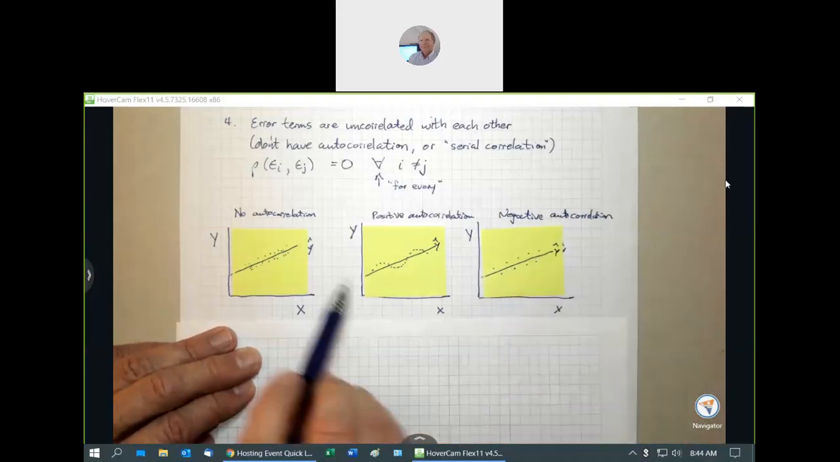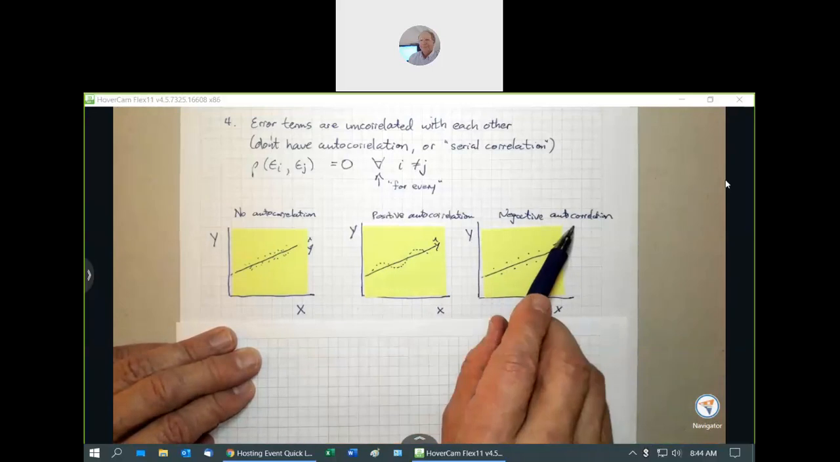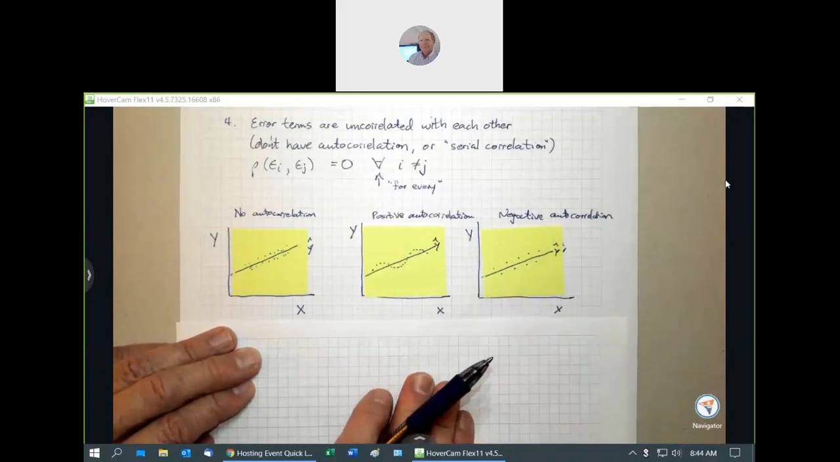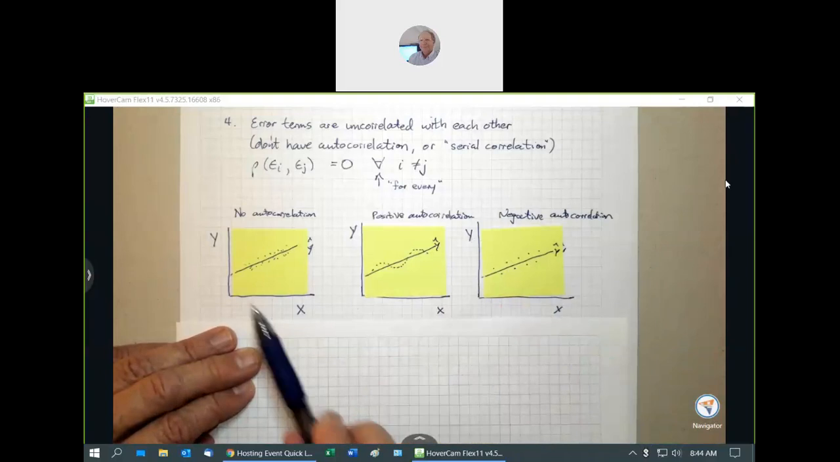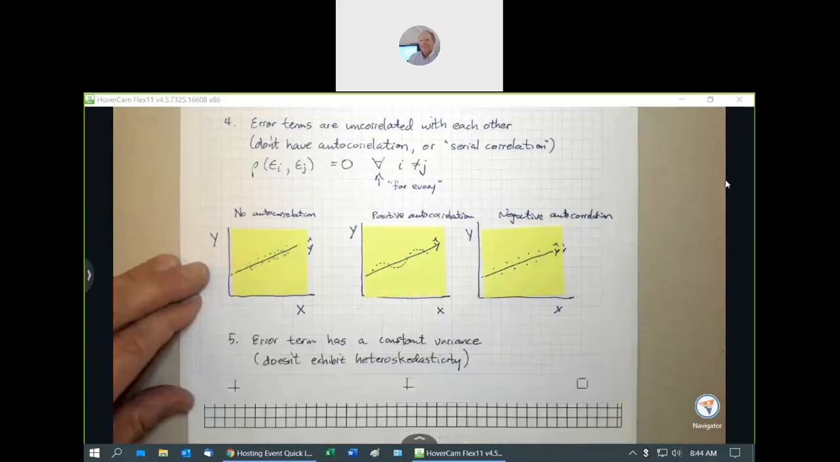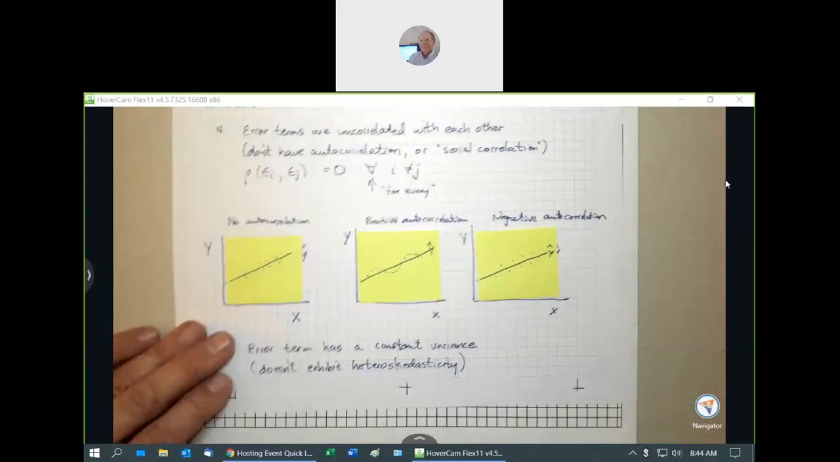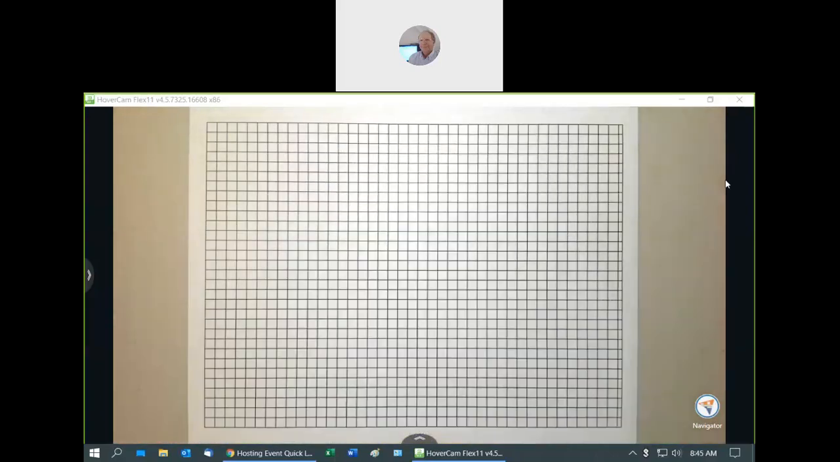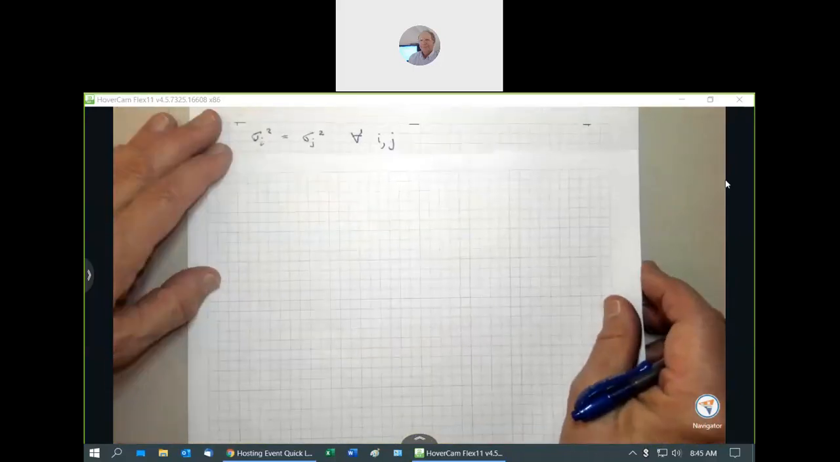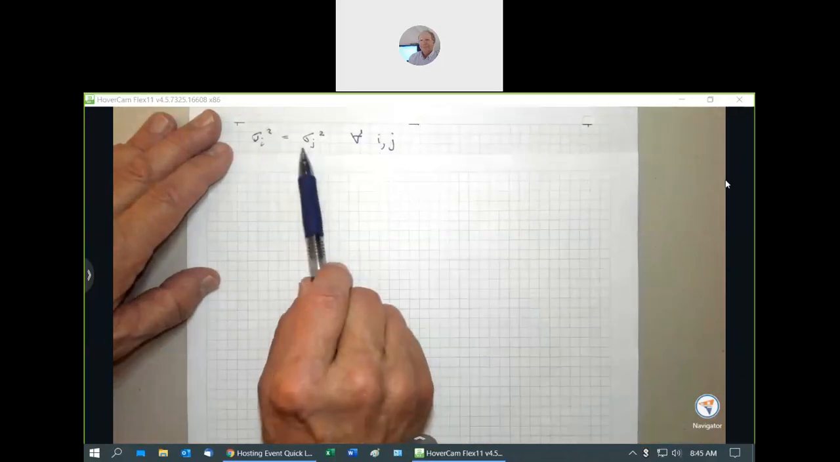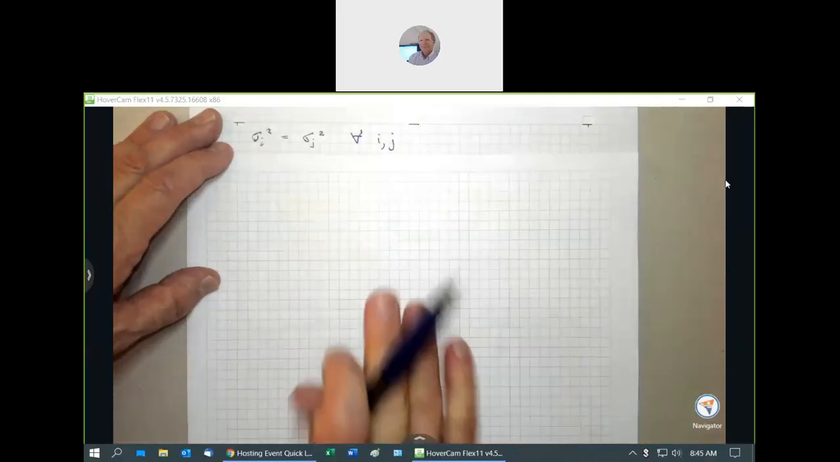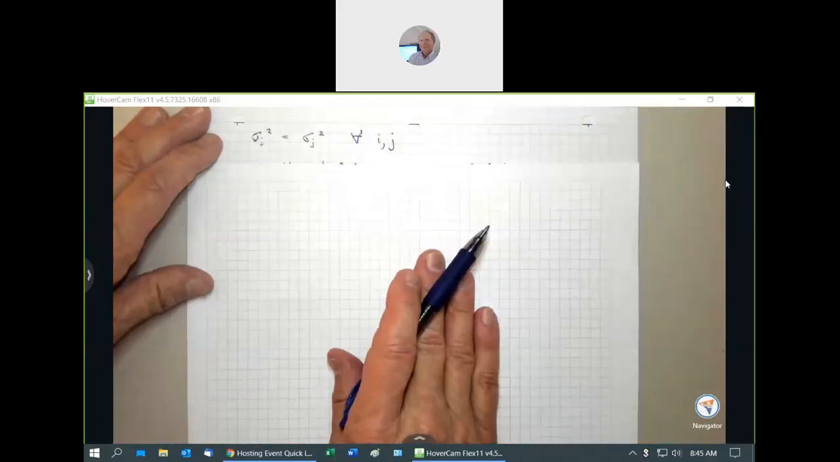If you have positive autocorrelation or negative autocorrelation, then the Gauss-Markov theorem does not directly apply. You have to have no autocorrelation to have a well-behaved data set. But that's not all. Fifth assumption, the error term has a constant variance. That is, it doesn't exhibit heteroskedasticity. Long word, pause the tape if you want to write it down. And once again, the math is a little less intuitive than the diagram. It says sigma i squared is equal to sigma j squared for every i and j there. And that's the variance of the error term.